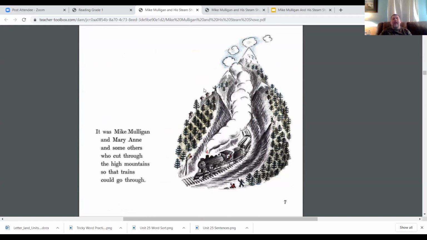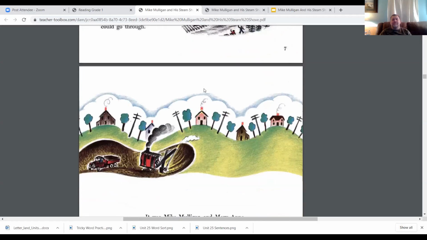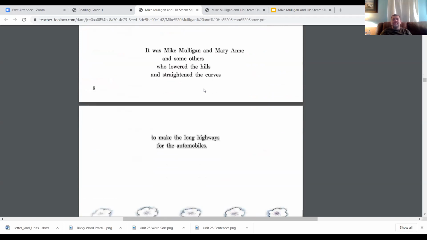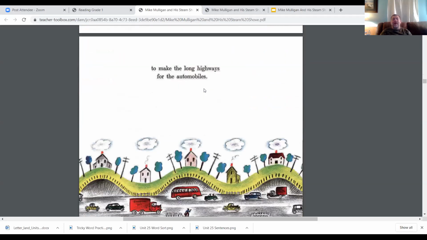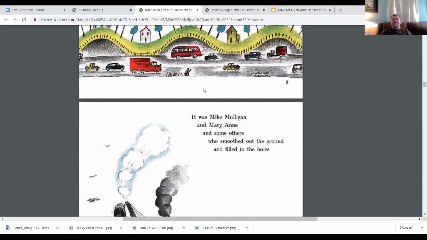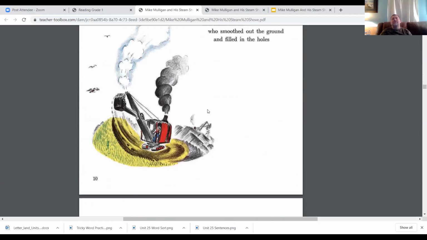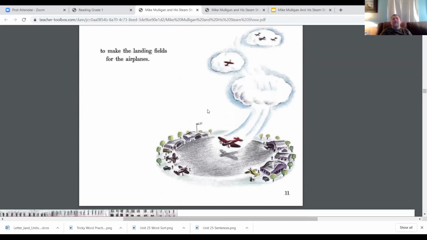It was Mike Mulligan and Mary Ann and some others who cut through the high mountains so that trains could go through. It was Mike Mulligan and Mary Ann and some others who lowered the hills and straightened the curves to make the long highways for the automobiles. It was Mike Mulligan and Mary Ann and some others who smoothed out the ground and filled in the holes to make the landing fields for the airplanes.